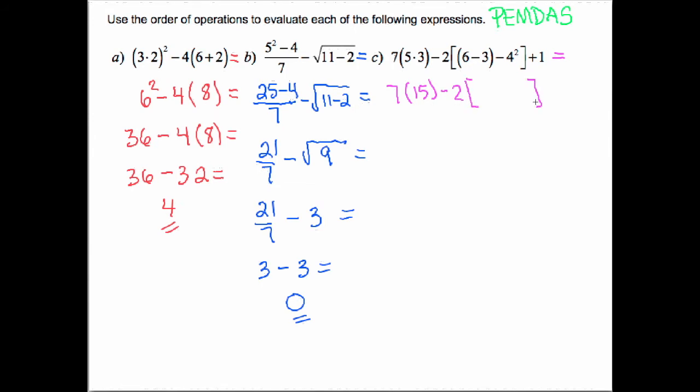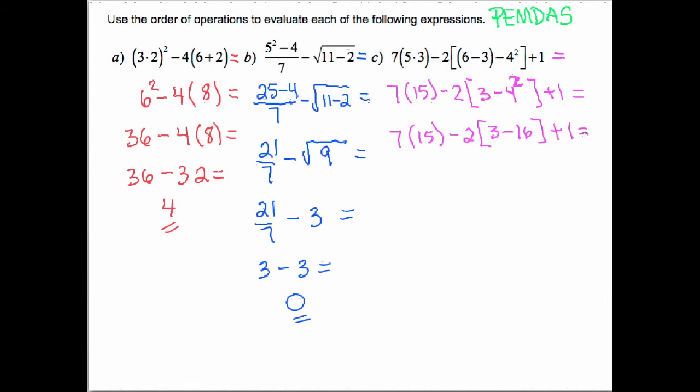So within the brackets first, I see parentheses. So I go into the innermost parentheses, which is 6 minus 3, and I subtract. Minus 4 squared plus 1. Let me make this look a little more like a square. There we go. Now I'll go ahead and apply the exponents next. So I have 7 times 15 minus 2 times 4 squared is 16, so I have 3 minus 16 plus 1.